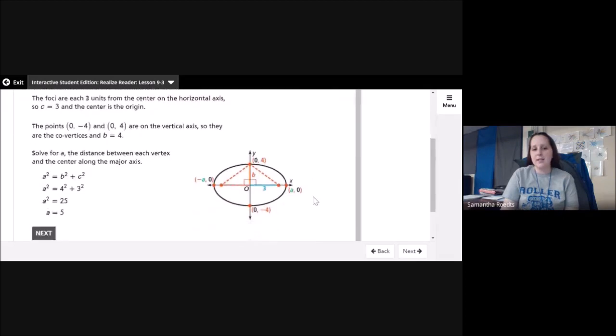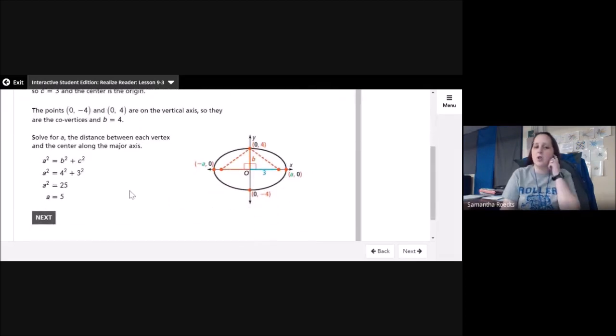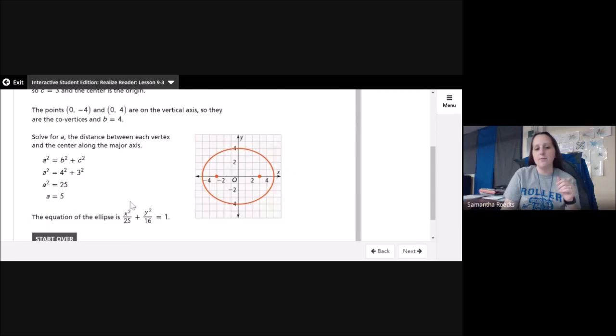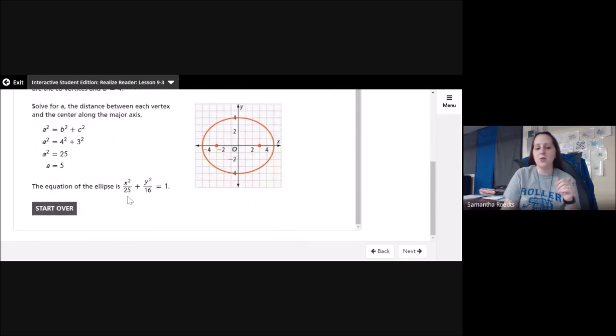Solve for A, the distance between each vertex and the center along the major axis. So A squared equals B squared plus C squared. A squared equals 4 squared plus 3 squared. 4 squared is 16, 3 squared is 9, so 16 plus 9 is 25, so the square root of 25 is 5. So the equation of the ellipse is x squared over 25 plus y squared over 16 equals 1.